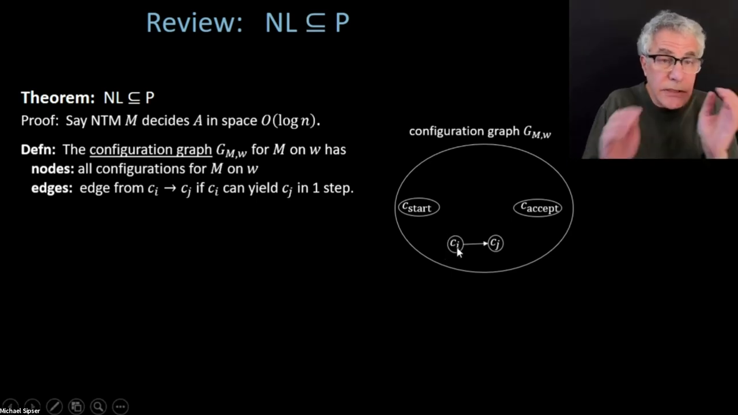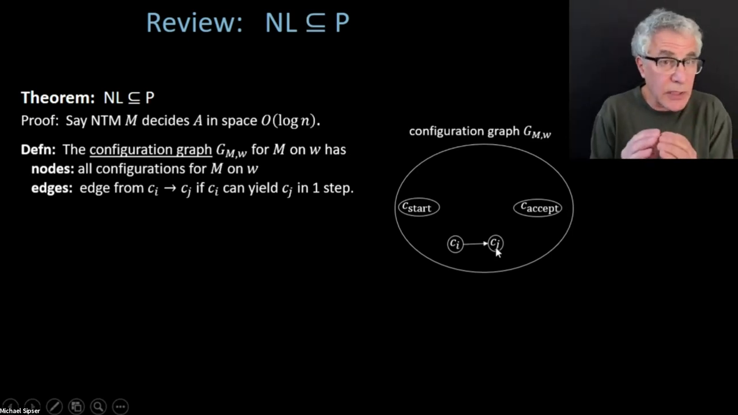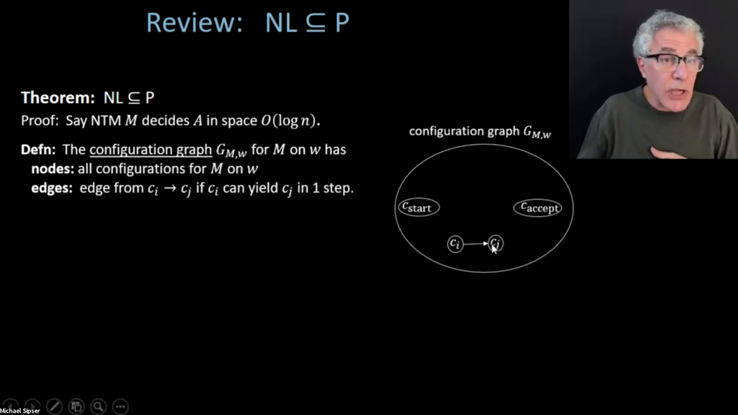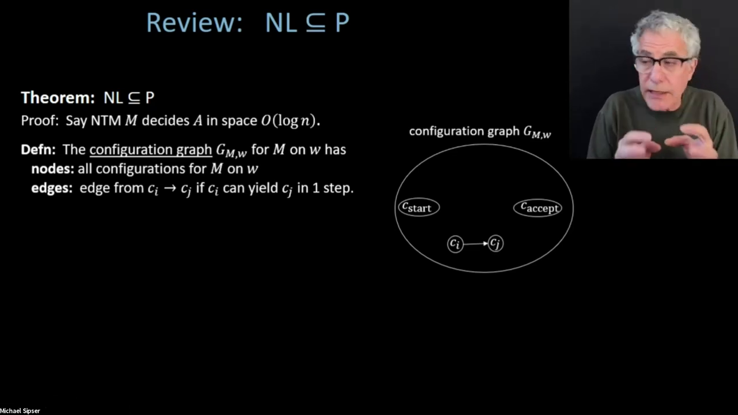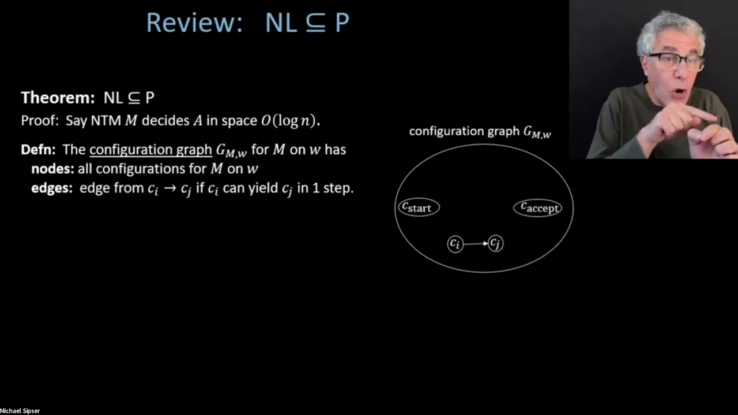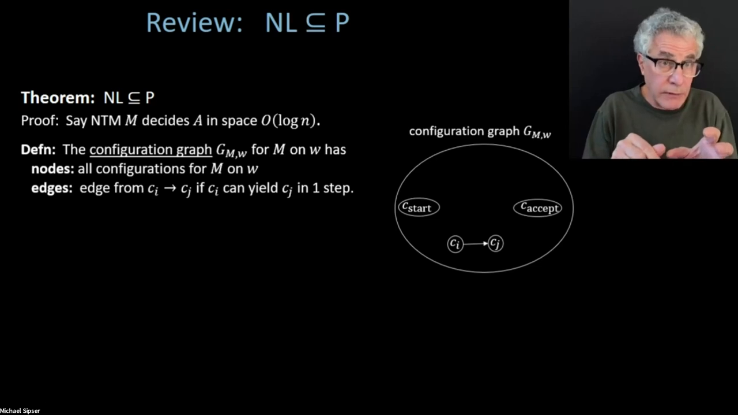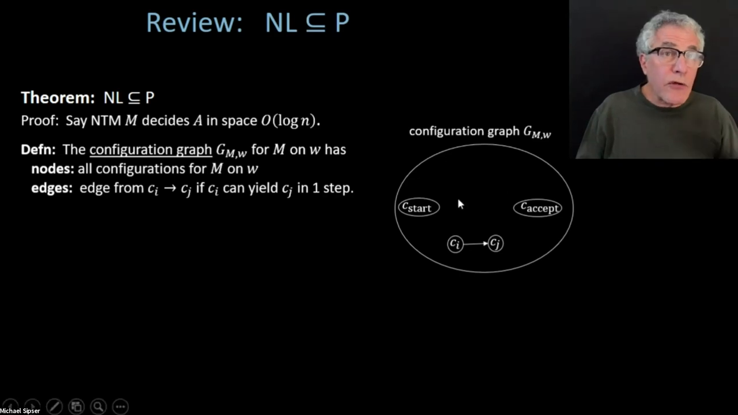So here is some configuration. This is a snapshot of the machine at a moment in time. Here is some other configuration, another snapshot of the machine at a moment in time, and you're going to draw an edge between Ci and Cj if Cj could follow in one step from Ci. And you can tell by just looking at the configurations whether that could be possible. Obviously, the head has to be one place over in Cj from where it was in Ci, and it has to be updated according to the rules of the machine. So you could fill out this graph. You could write down all the possible configurations, and you can put the edges down.